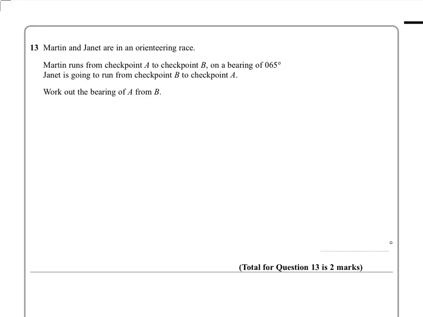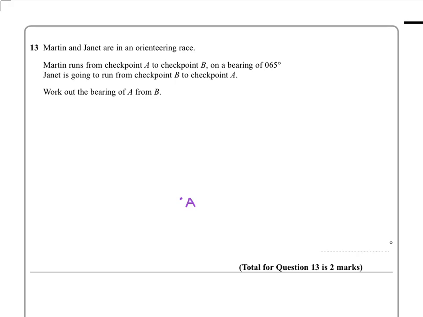Now, in my experience of 20 years, I find that students really worry about bearings. So let's try and take this question reasonably slowly. It says Martin and Janet are in an orienteering race. Martin runs from checkpoint A, so let's just put A here, let's just get it on the paper first. Checkpoint A to checkpoint B on a bearing of 65 degrees.